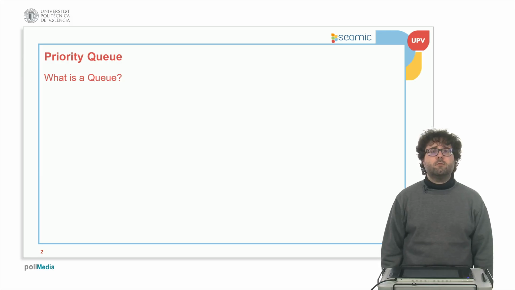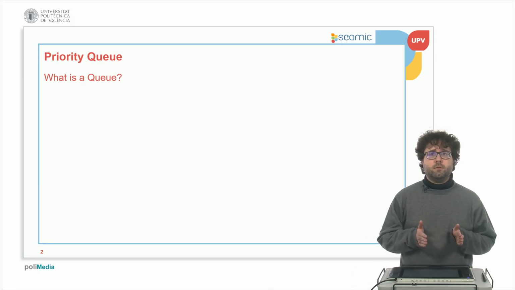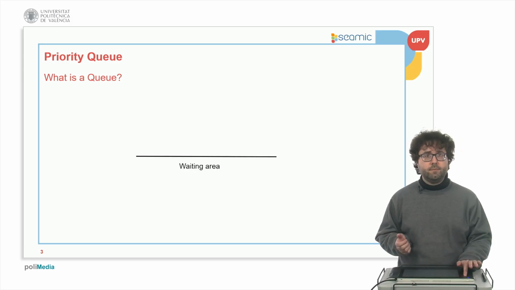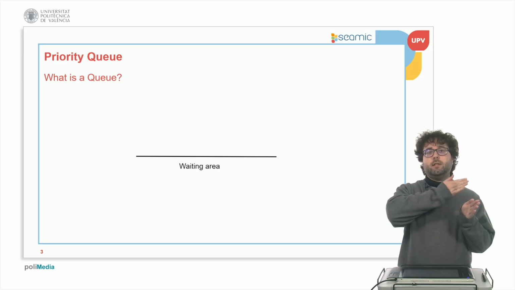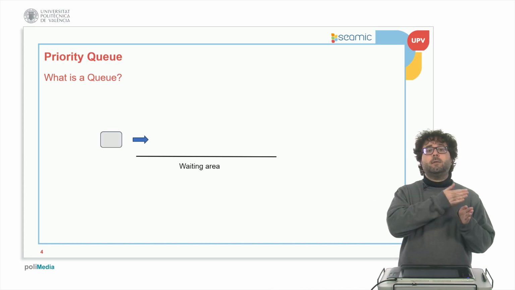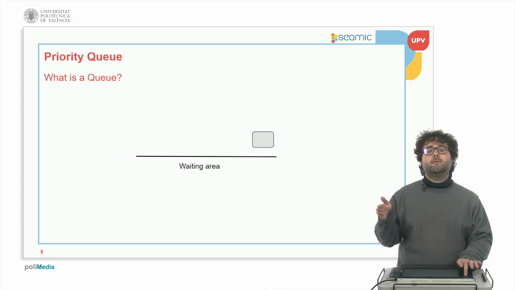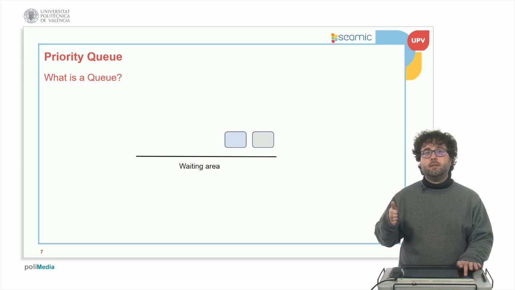So first of all, we are going to introduce what a queue is, which is probably the most common data structure to us, since we are used to using it on an everyday basis. If we have a waiting area, what we're going to do is place elements inside that area. When an element comes, it will go into the top of the area. Then when a new element comes, it will wait its place behind that element, and so on and so forth.